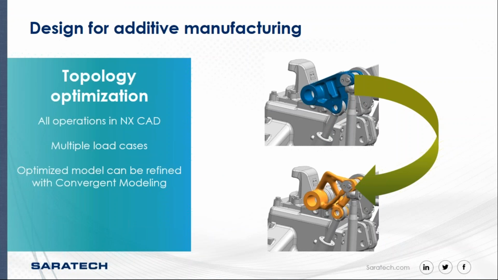So with topology optimization, all operations inside of NX can utilize it. You can do multiple load cases, and then you can optimize the model. It can be refined with the convergent modeling tools. And in the picture, you can see that the original designed component is bulky, square, very prismatic. Using the topology optimization, all the loads and strengths were taken into consideration, and it gave it a much more streamlined shape. It's reduced weight, but it still contains the same structural strength and integrity that it must have for that component.